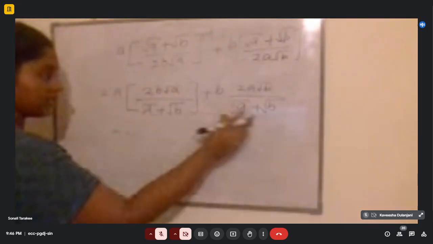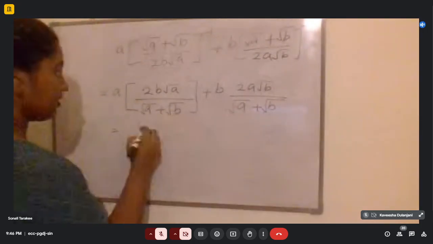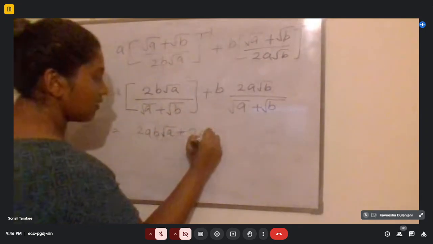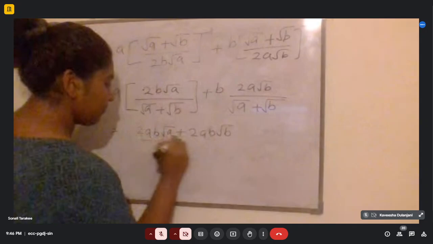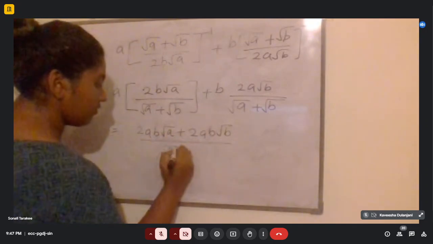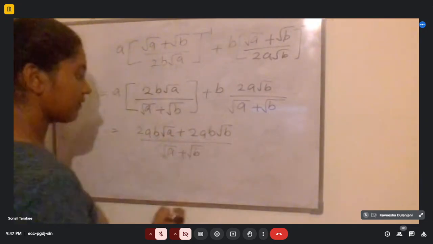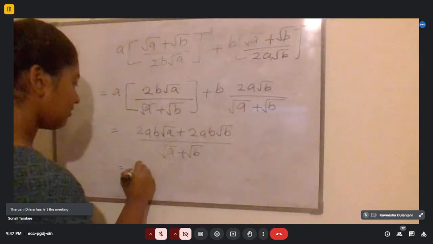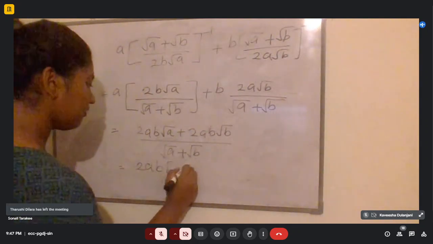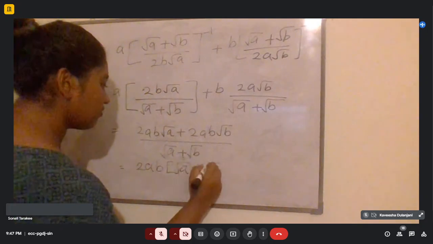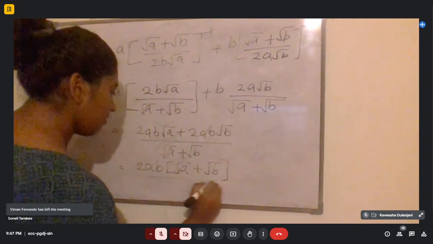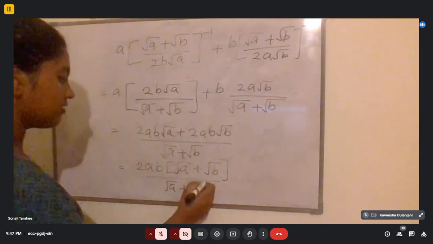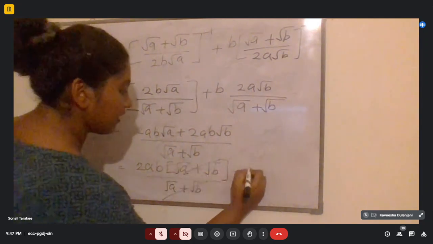Now the denominator is common, you can add it simply. That means 2ab root a plus 2ab root b over root a plus root b. Here you can take 2ab out. So once you take 2ab out, you have root a plus root b over root a plus root b. Now this gets cancelled. Then finally you get 2ab.